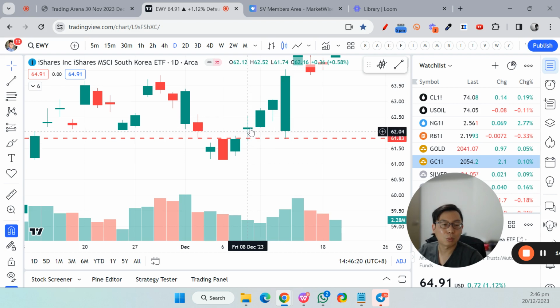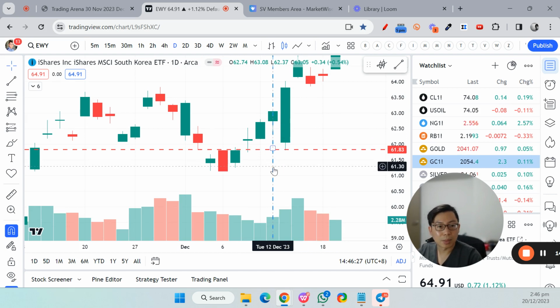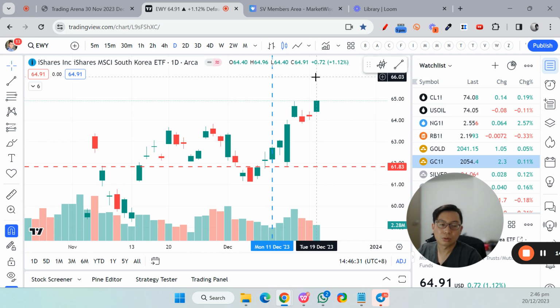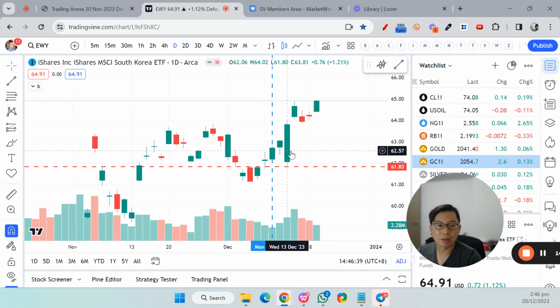That was one day after the wash and rinse pattern had happened. I entered on Monday over here. After that, price, like clockwork, followed the seasonality, and then price went higher. Also, I've already exited on the EWY.